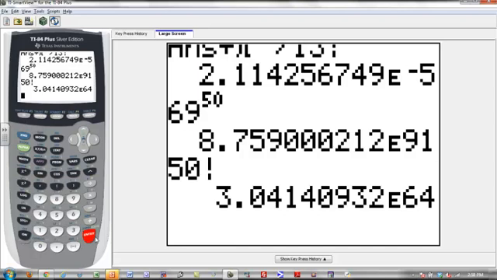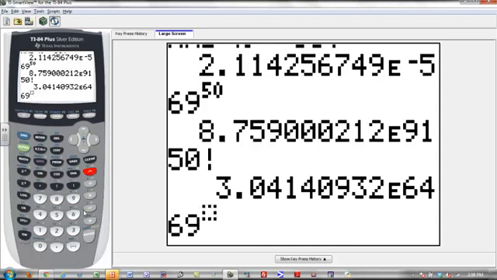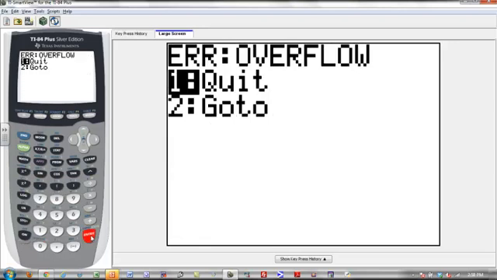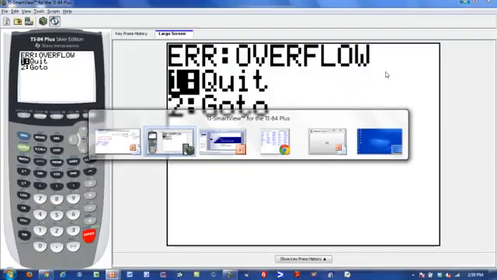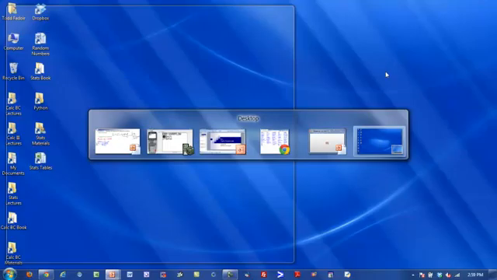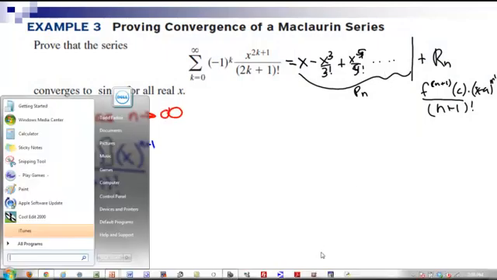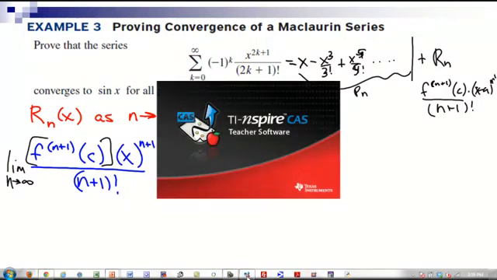But now let's crank up the n. What happens as n gets bigger? 69 to the 5,000? No, that's going to take a while. How about 69 to the 100th? Oh, overflow. Can't do it on that calculator. Is there overflow on the other one ever? Well, how about we find out?